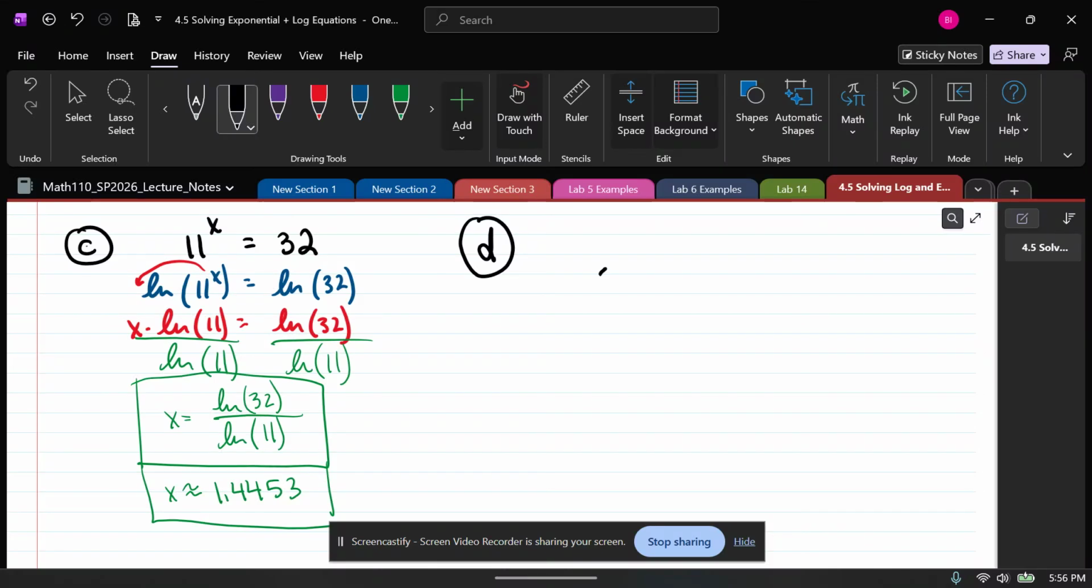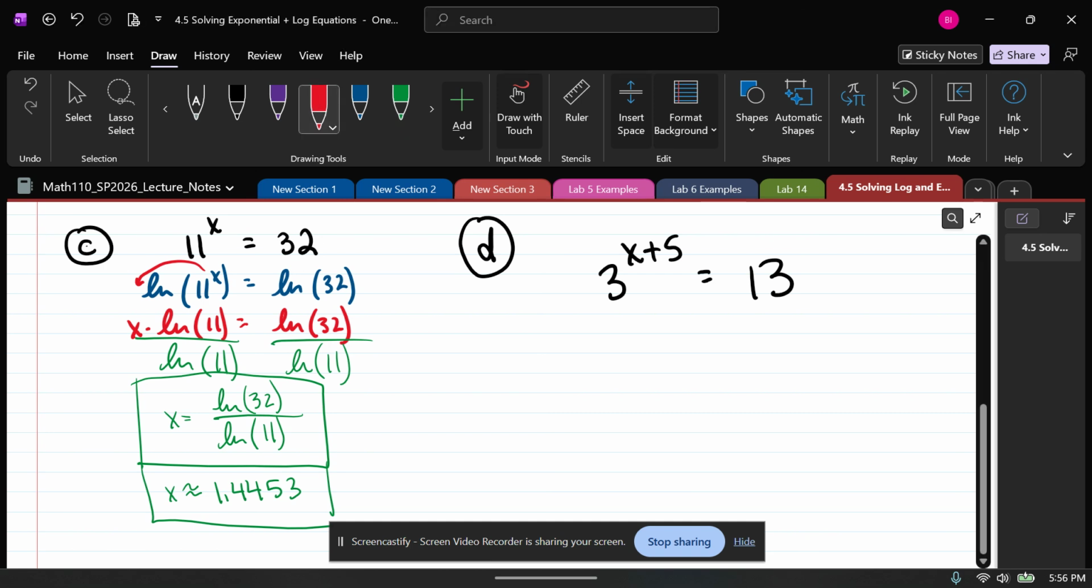So we got 3 to the x plus 5 is equal to 13. Okay, so we got a base 3, and we've got a x plus 5 in the exponent, and then we got a 13 over there. If the exponential is by itself, you're ready to take the natural log. So the exponential here is the 3 to the x plus 5. So that's ready to take the natural log of. So I'm going to take the natural log of each side. So I'm going to save myself a little writing and just do it like that.